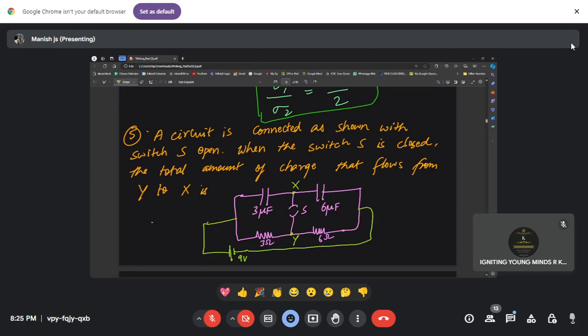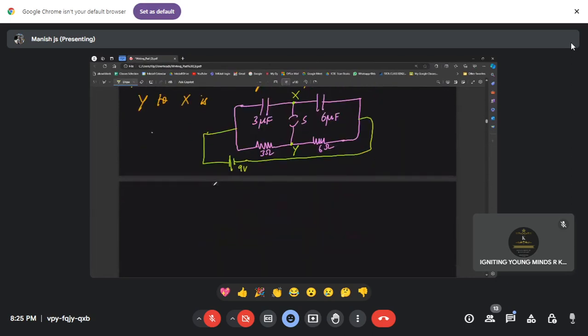So having this condition, they are asking you what is the charge that is going to flow from Y to X. Okay, so from Y to X, what is going to be the charge that is going to be flowing is the question. I'll give you the options, and then we will try to analyze this question. Okay, so you people make a note of this figure, try working it out. Meanwhile, I'll give you the options.